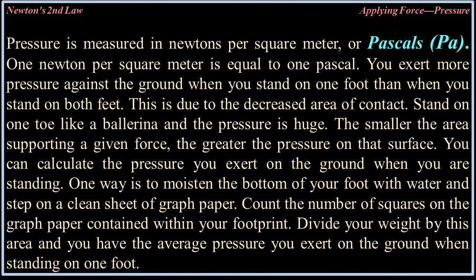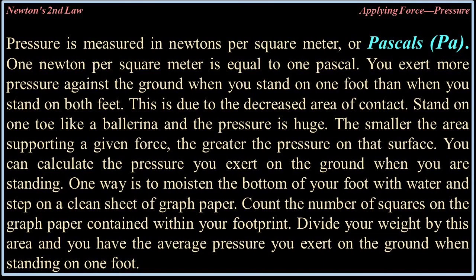Pressure is measured in newtons per square meter, or pascals, Pa, named after a gentleman by the name of Pascal. 1 newton per square meter is equal to 1 pascal. You exert more pressure against the ground when you stand on one foot than when you stand on both feet. This is due to the decreased area of contact. Stand on one toe like a ballerina and the pressure is huge. The smaller the area supporting a given force, the greater the pressure on that surface.